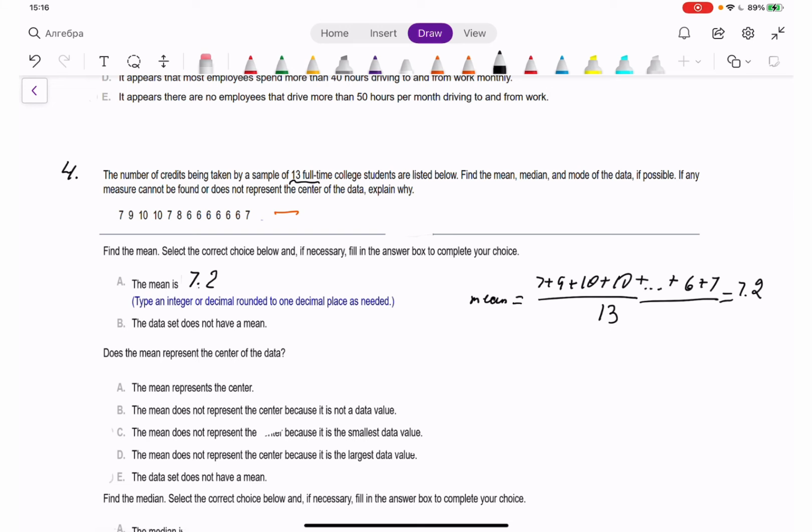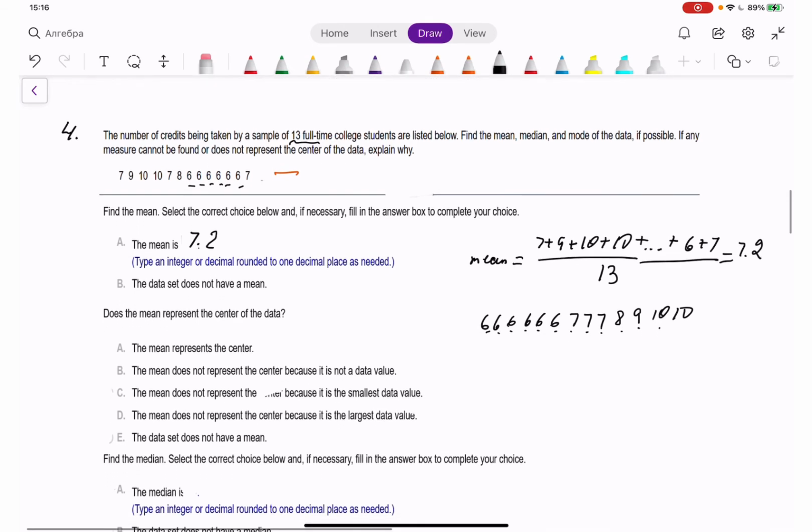To find out if the mean represents the center of data, we need to rearrange in ascending order. So first we have how many sixes? 1, 2, 3, 4, 5, 6. How many sevens? 3 sevens. 1, 2, 3. And then 1 eight, 1 nine, and 2 tens. 1, 2, 3, 4, 5, 6, 7, 8, 9, 10, 11, 12, 13. Okay, so 7.2, 13.